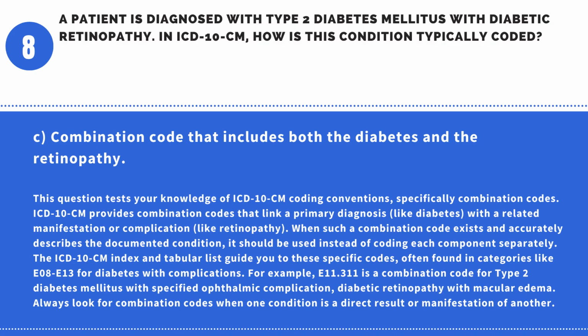component separately. The ICD-10-CM index and tabular list guide you to these specific codes, often found in categories like E08 through E13 for diabetes with complications. For example, E11.311 is a combination code for type 2 diabetes mellitus with specified ophthalmic complication, diabetic retinopathy with macular edema. Always look for combination codes when one condition is a direct result or manifestation of another.